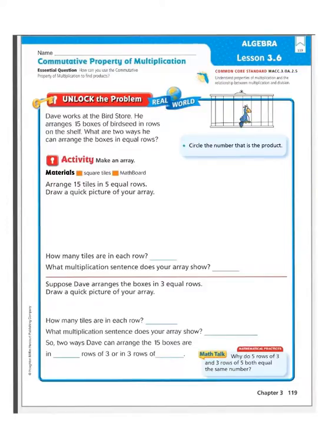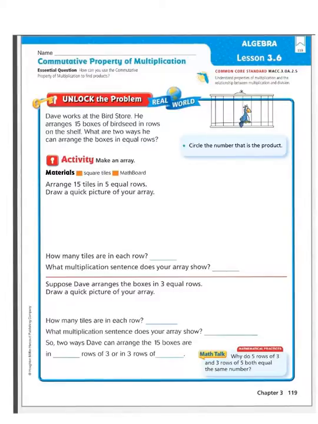Tonight's lesson is lesson 3.6, Commutative Property of Multiplication. The essential question is, how can you use commutative property of multiplication to find products? Let's look at unlock the problem.